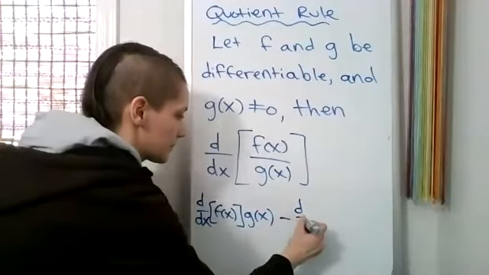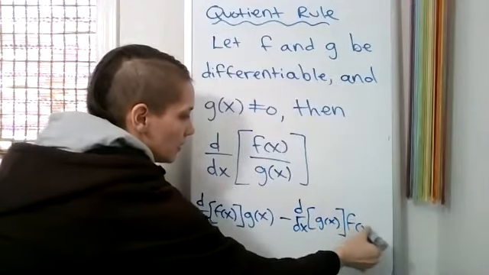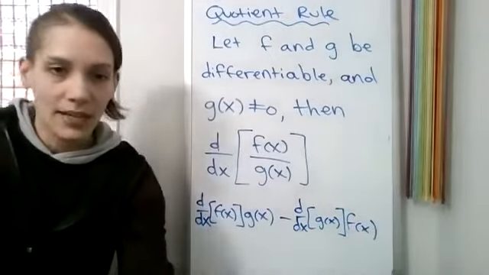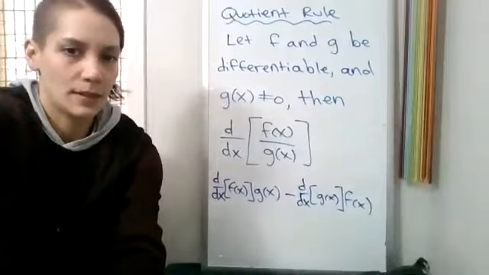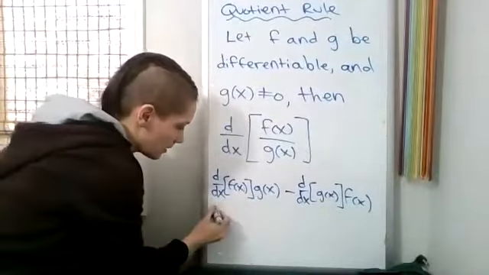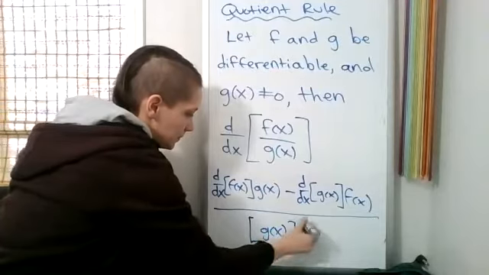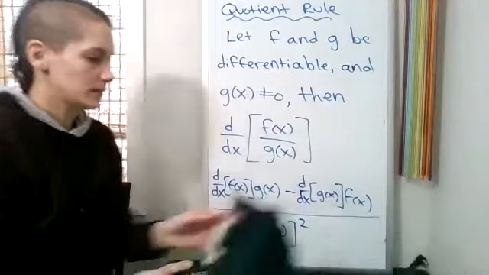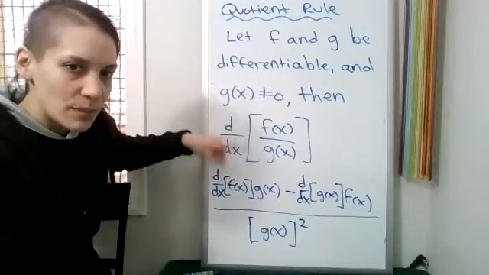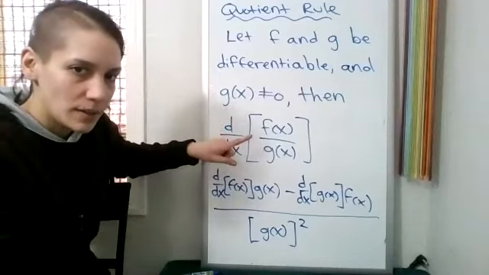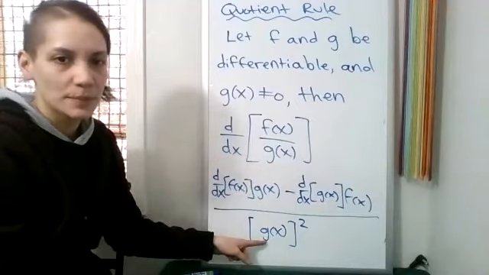d/dx g of x, f of x. And then divide everything by g of x squared, the bottom function squared. And that's it. So derivative of the top times the bottom, derivative of the bottom times the top. Subtract that part, and then divide by the bottom squared.